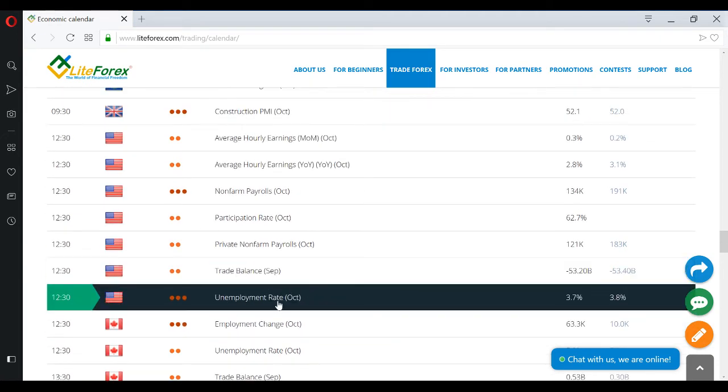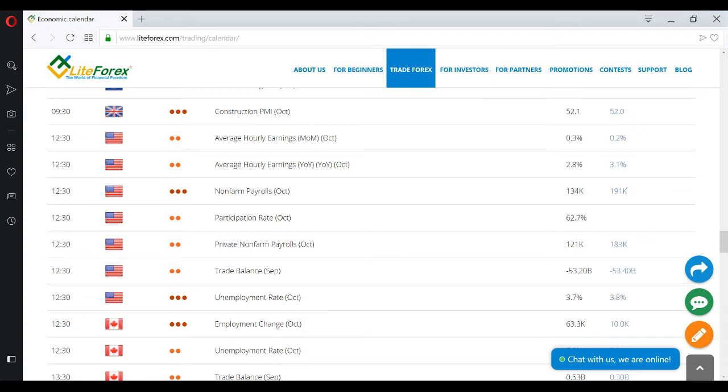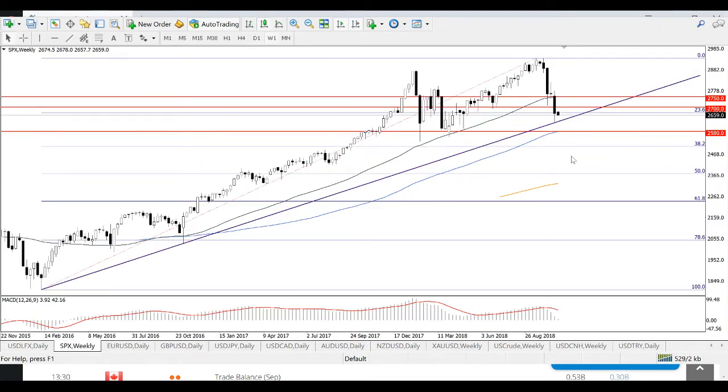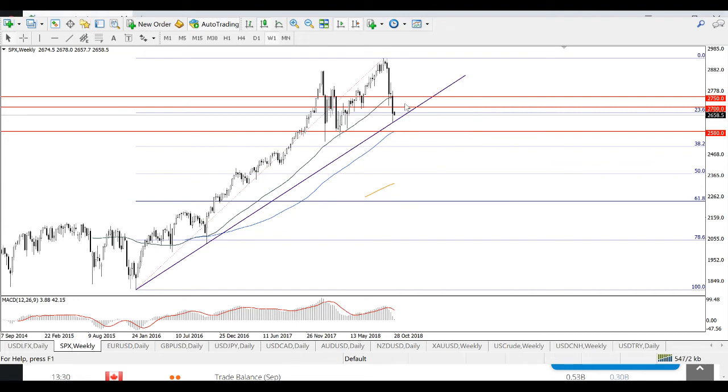So this was our economic calendar, and now let's have a look at the charts to understand what are the best trade ideas for the upcoming days. Firstly, I'd like to have a look at the American stock market. We have already talked about the sell-off in US stocks, and during the last week this sell-off continued. And actually you can see that on the weekly chart we dropped right to the support line, which is drawn since the lows of 2016.